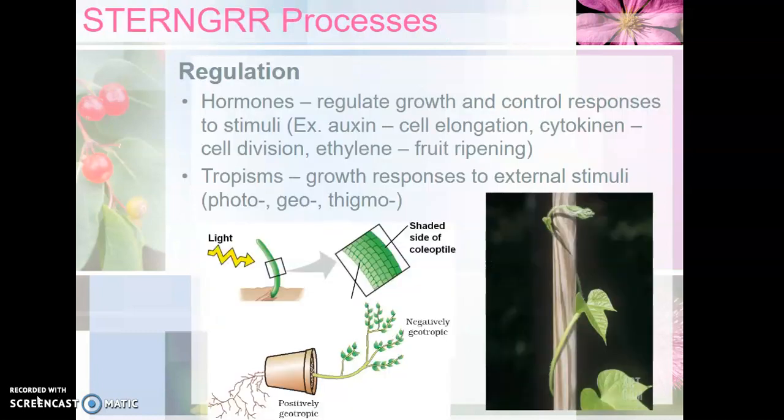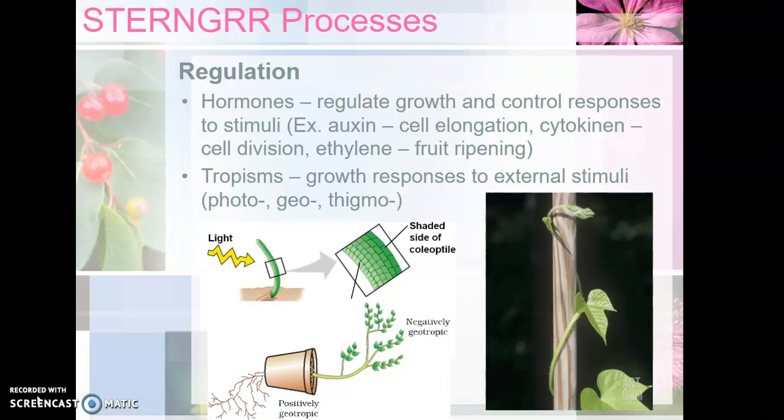The last life process during growth is regulation. Regulation means to control, and so this process starts with hormones. Hormones in a plant, just like in any other living thing, regulate growth and control responses to stimuli. There are 3 hormones that you need to know. The auxin hormone is for cell elongation, cytokinin is for cell division, and ethylene is for fruit ripening. These hormones allow the plants to respond to stimuli, and the plant's response to stimulus is called a tropism.